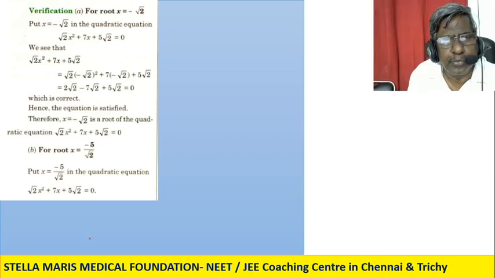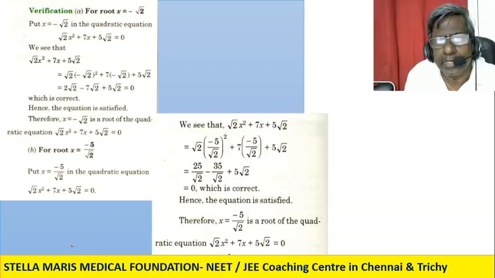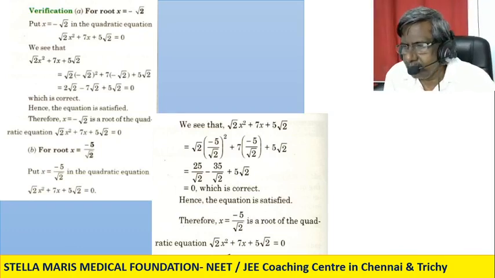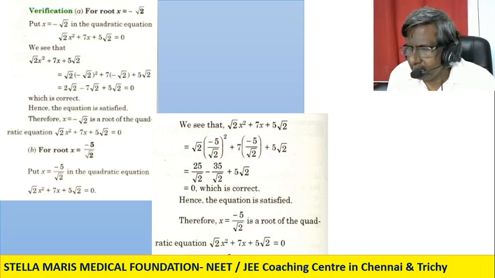Likewise, if you put minus 5 by root 2 in the equation also, you will get the answer. Please see the answers. I'm checking whether these roots satisfy this quadratic equation. So now it's confirmed, because both of them are getting the answer 0. Okay, fine. Now we will move on to the next thing.